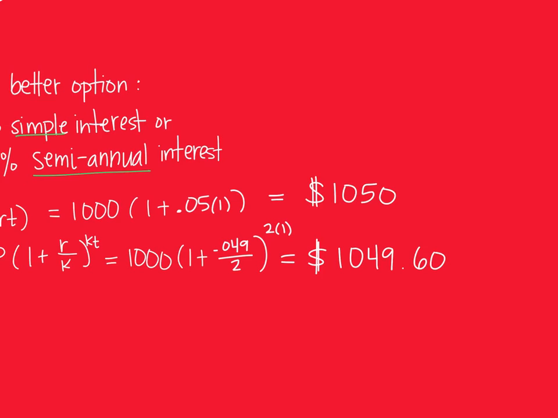Okay, the longer you go, you'll see that maybe one becomes better than the other the longer you go. Eventually the semi-annual will take over the simple and it will be better. If you went to 5 years, it would be the opposite. That semi-annual would be the better option.